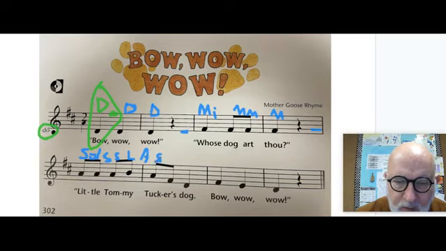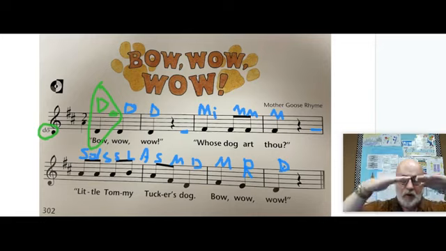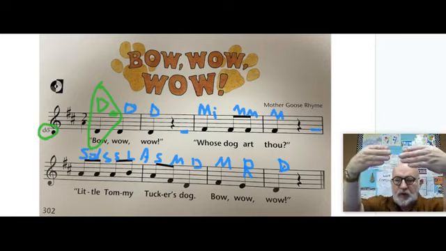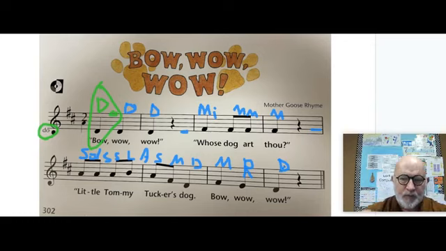It'll be so, mi, do, mi, re, do. So if I do my hand signs: do, do, do, mi, mi, mi, mi, so, so, so, la, so, mi, do, mi, re, do. Now, how do you know how to sing that rhythm?